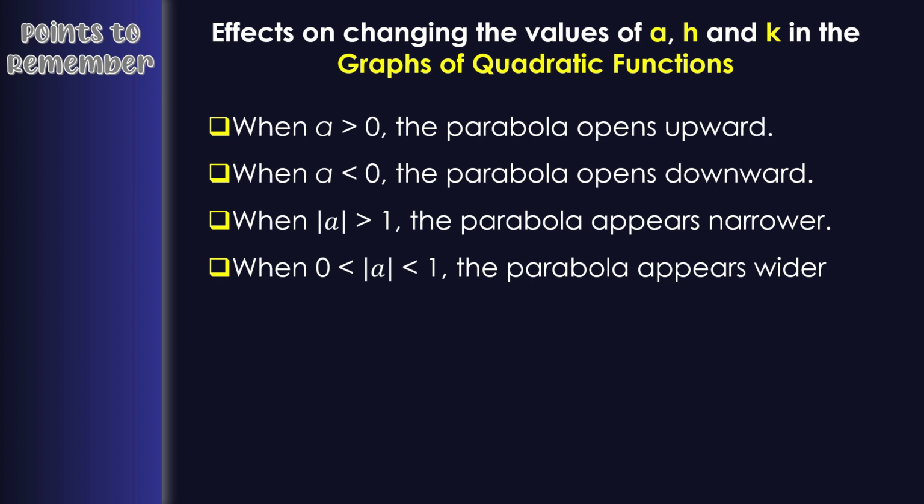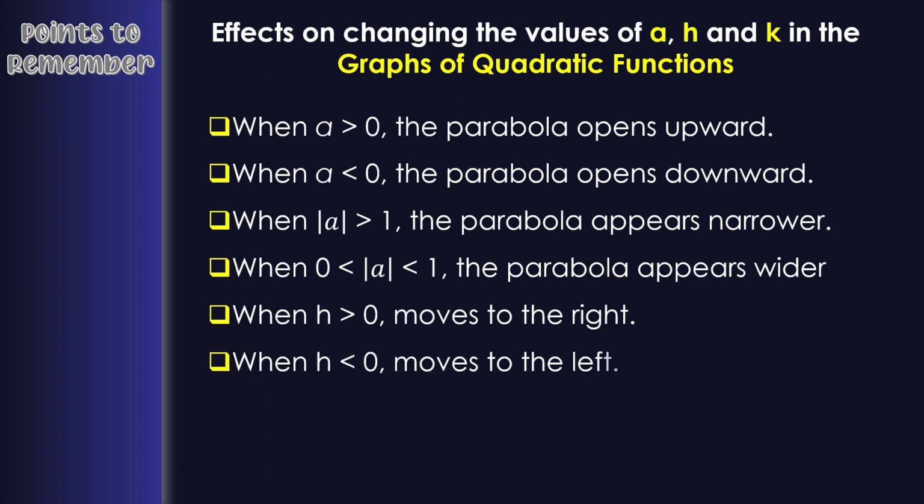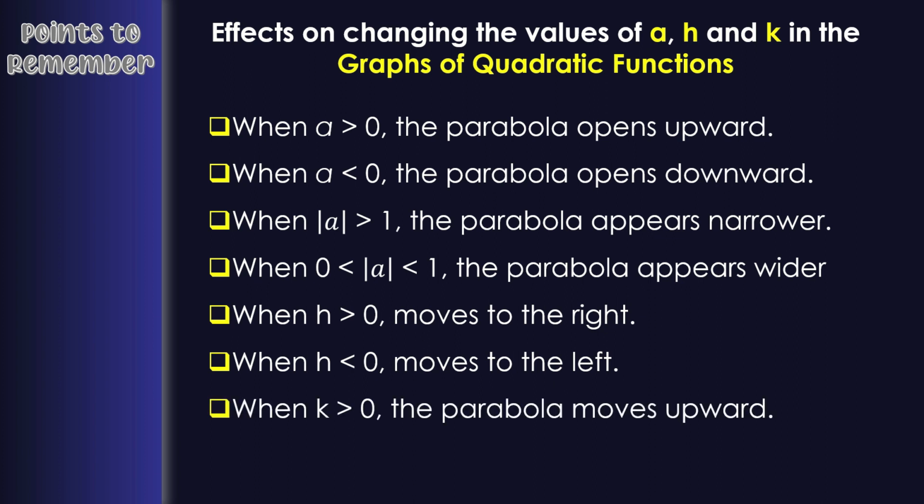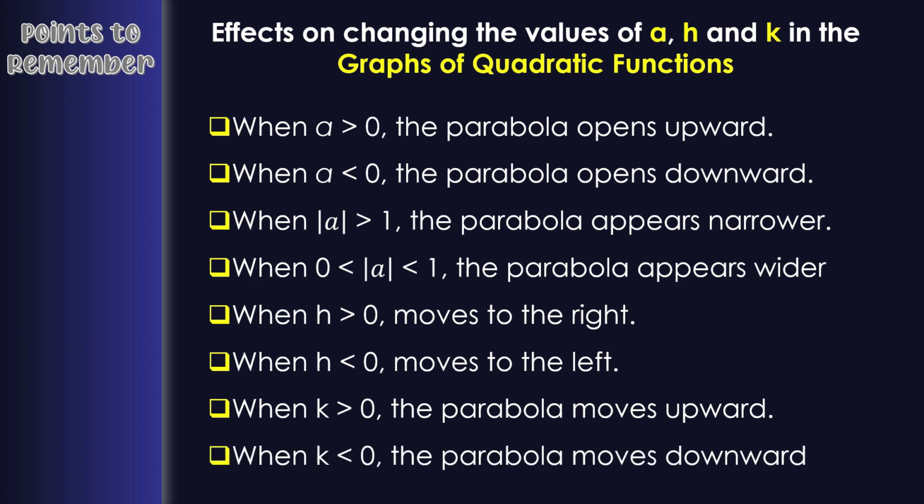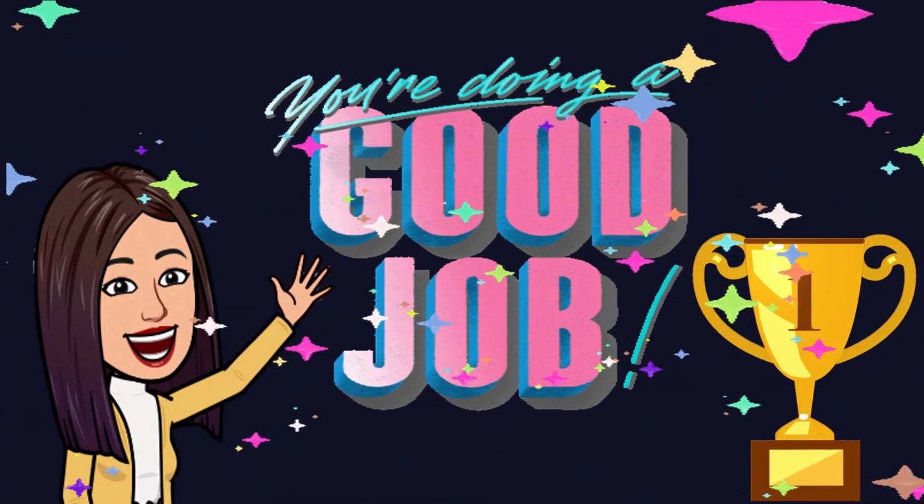So that is the case when a is equal to a fraction which is less than 1. Now, if there is a change in h, then when h is greater than 0, the parabola moves to the right. But when h is less than 0, the parabola moves to the left. Now, if there is a change in k, then when k is greater than 0, the parabola moves upward. But when k is less than 0, the parabola moves downward. So that's it for our video.